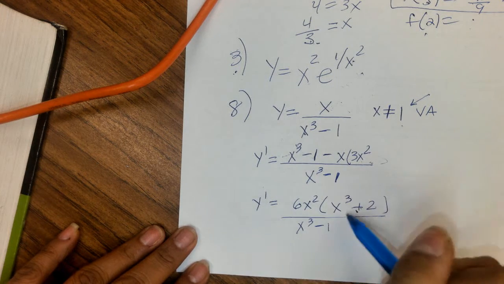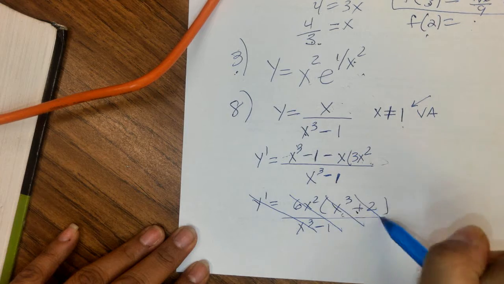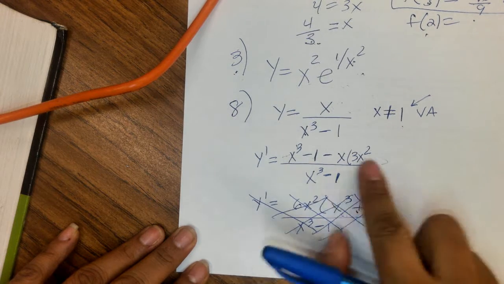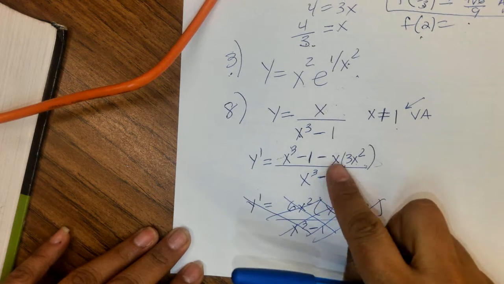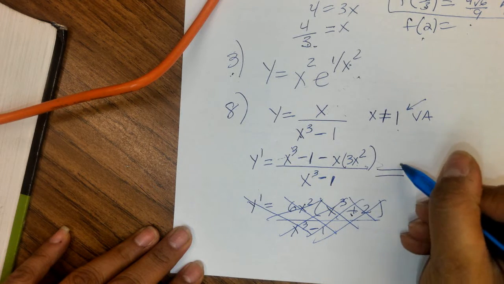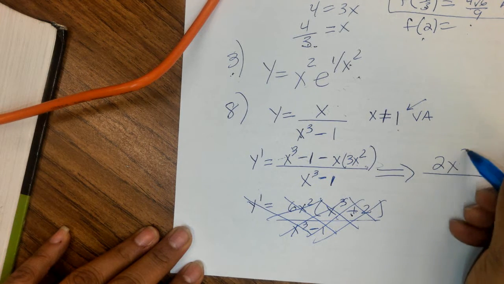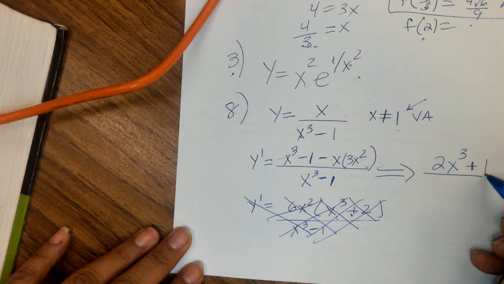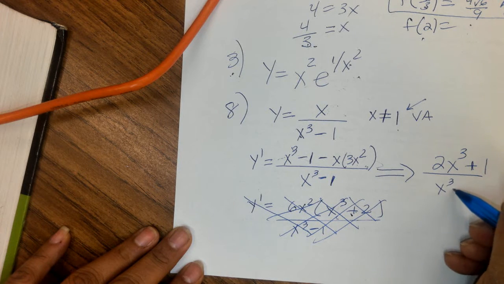This is not what we get. That's the second derivative. Sorry about that. So if I simplify this, let's try this again. I will get 2x cubed plus 1. And I'm hoping you also got that over x cubed minus 1.